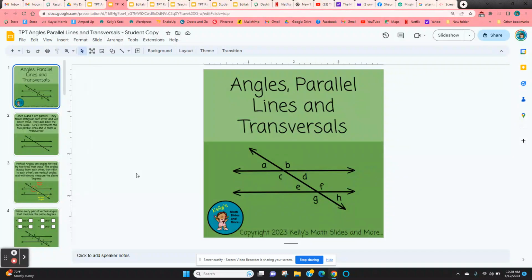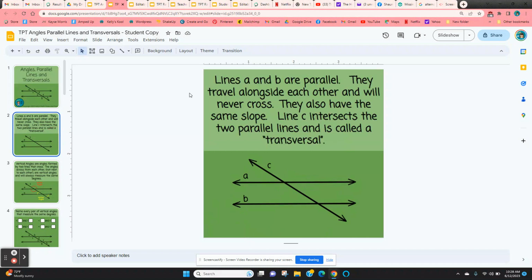Angles, parallel lines, and transversals. This is a digital lesson. It starts out explaining what a transversal is. So it's two parallel lines that are intersected by another line, which is called a transversal.